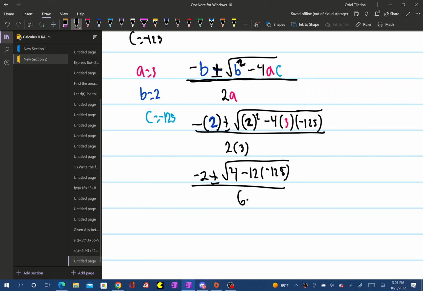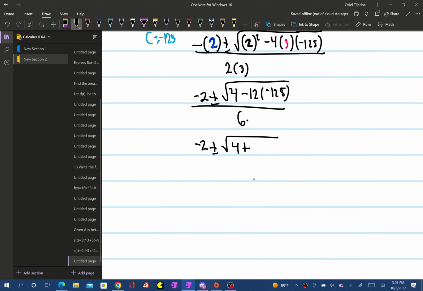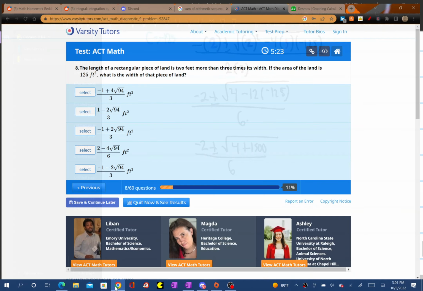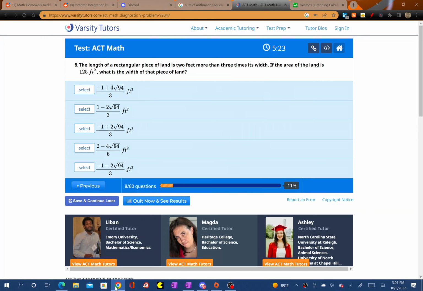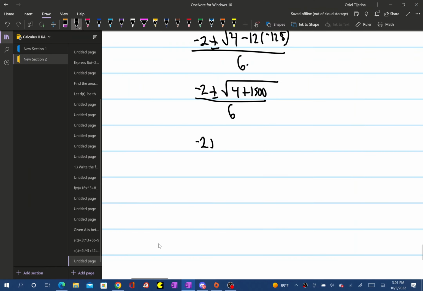This is negative 2 plus or minus the square root of 4 plus, what is it? Hold on. 125 times 12, that's 1500, over 6, right? And it's negative 2 plus or minus the square root of 1504 over 6.